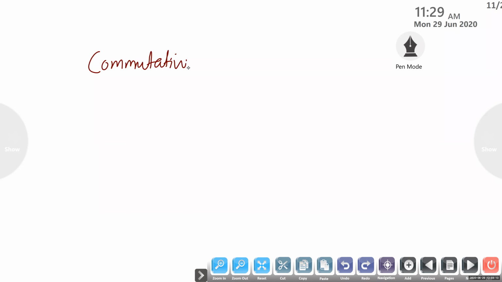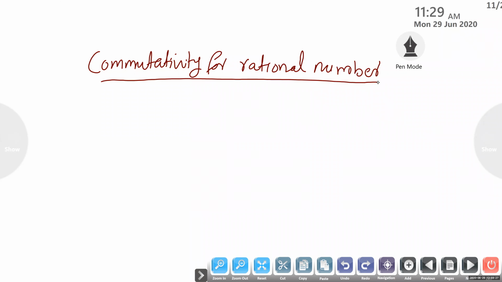Commutativity for rational numbers. For proving this, you need to know the addition of rational numbers. Last year you studied thoroughly on addition of rational numbers, isn't it? Okay, I will put some questions. Commutativity, we are going to find.